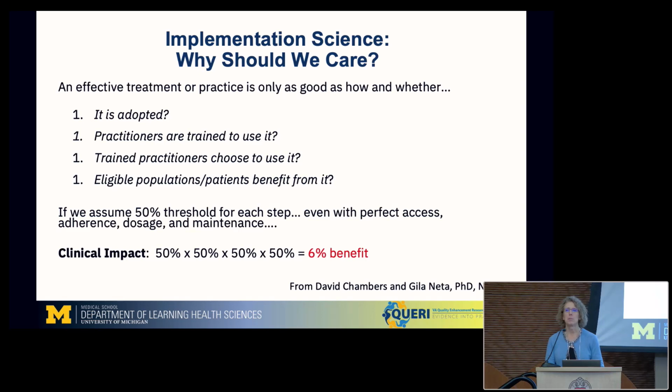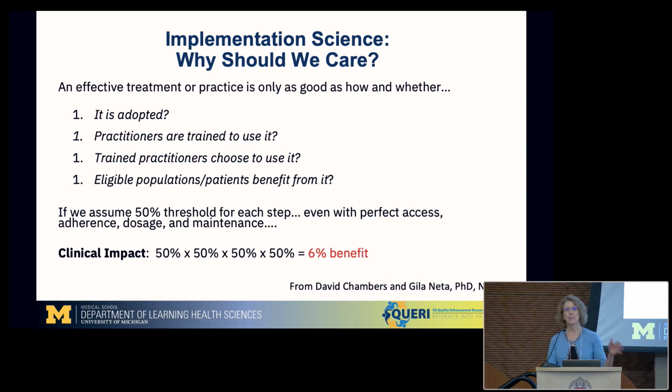So why should we care about implementation science? This is probably something you all know, but I always like to make this argument when I talk to other translational researchers, because they think that if you publish a paper or have a blockbuster treatment, everybody's going to use it and the world will be happy. That's often not the case, because you have to ask yourself, are people actually going to use it? Kind of how Danny described it earlier. Are practitioners trained to actually use the intervention? Are trained practitioners choosing to use the intervention or treatment? And then do patients actually benefit or actually use it to begin with?